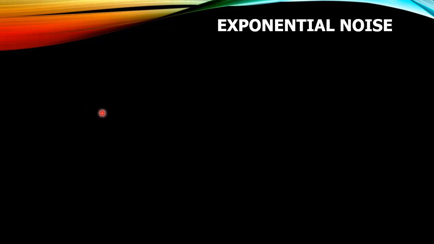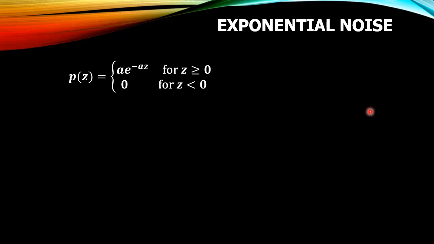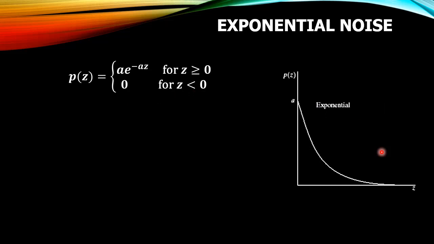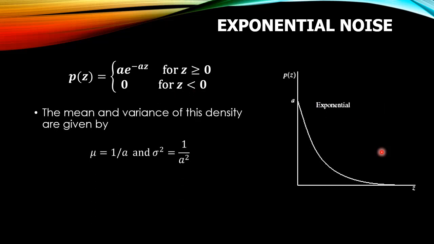The next type of noise is the exponential noise, and it is defined by this: p of z is equal to a into e raised to minus az for z greater than or equal to 0, and it is 0 for z less than 0. This is the PDF of exponential noise. The mean and variance of this density are given by mu equal to 1 by a, and sigma square equal to 1 by a square.